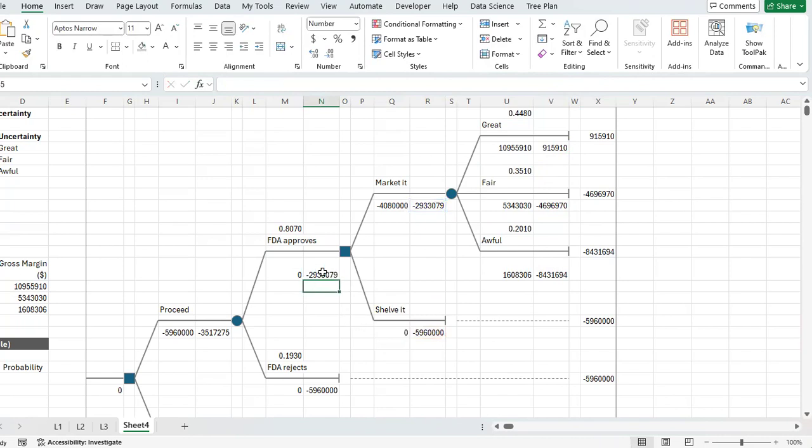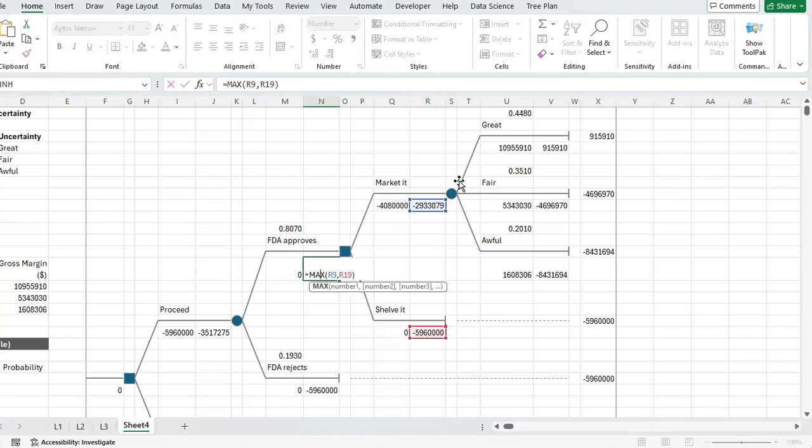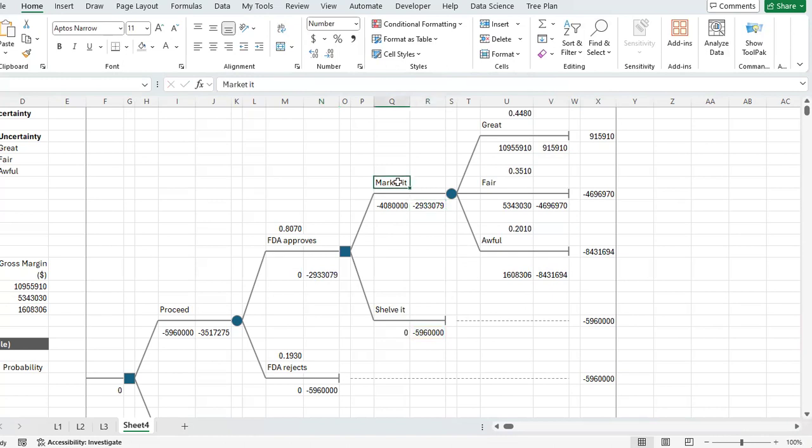And the maximum is a negative number. So what this is saying is we want to market it. I mean, even though we expect a negative $2.9 million loss, at least we've recouped some of our fixed cost. Losing that much money is better than losing all of these development costs in stage 1 of our decision. So this is just saying, pick the one with the maximum value, right? So we're going to market it if we get FDA approval.